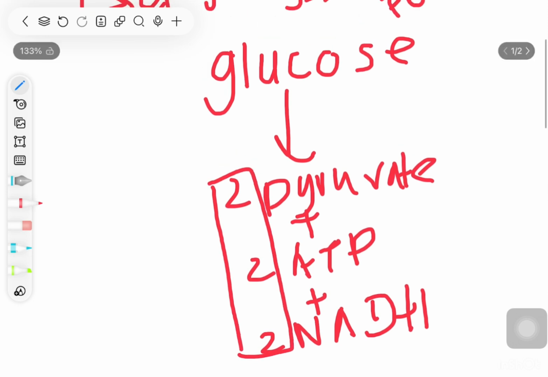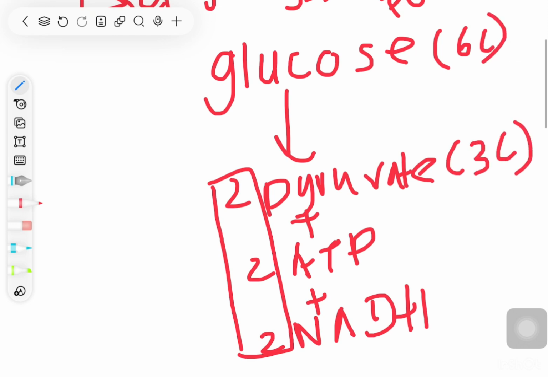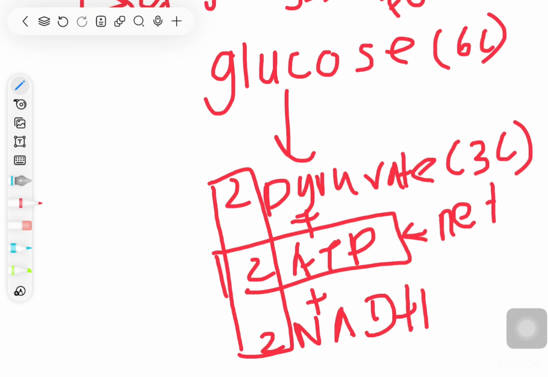Now, glucose is a 6-carbon molecule. Pyruvate is a 3-carbon molecule. That is the reason why glucose is being broken down into 2 pyruvate molecules. And another thing that you have to learn is this ATP produced is the net production of ATP. Remember, it is the net production of ATP.